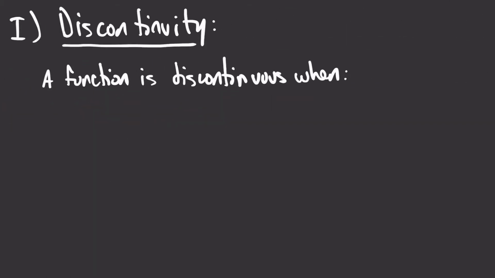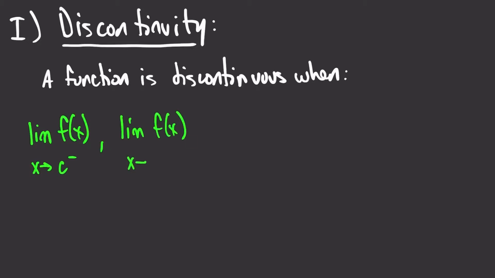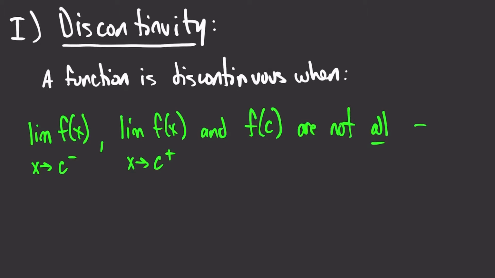So discontinuity, what is it? A function is discontinuous when the limit of f of x as x approaches c from the left and the limit of f of x as x approaches c from the right, and the function evaluated at c are not all equal. So two of the three can be equal, but they can't all be equal.